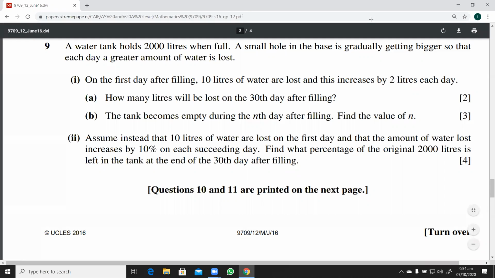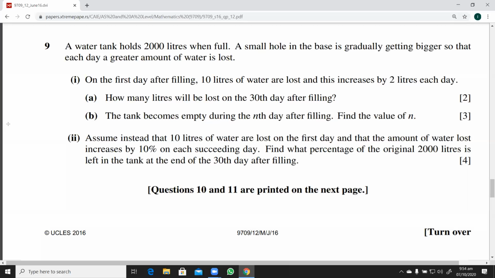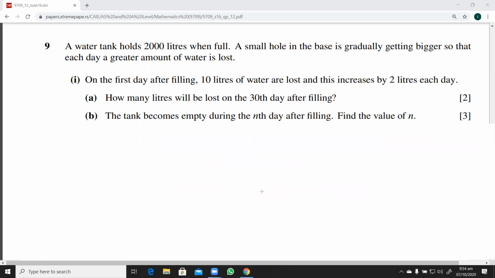So rather than starting from 2000, you start from 10. The very first day 10 liters are lost, the next day 12 liters are lost. Let me make this a series: 10 plus 12 plus 14 and so on. That is how this leakage is going on. So how many liters will be lost on the 30th day? You will find the 30th term of the sequence.